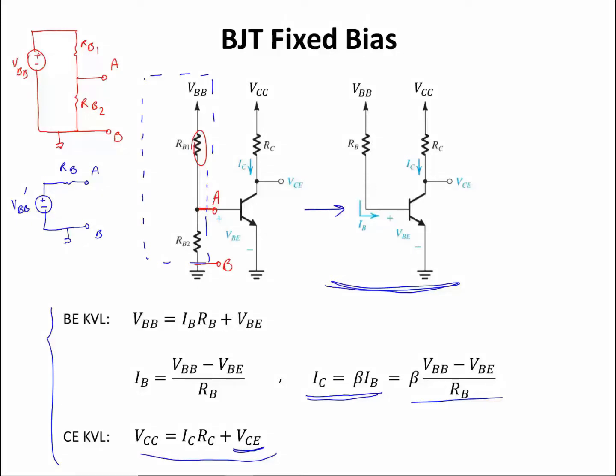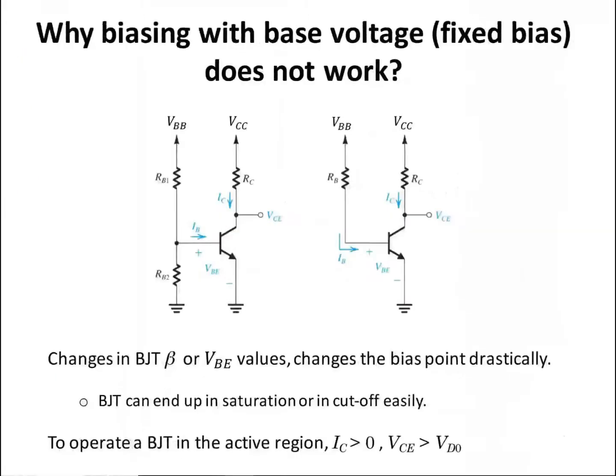If I want my transistor to operate in the active region, the collector emitter voltage must be greater than VCE sat. However, if IC changes and VCE changes, it might happen that the collector emitter voltage would be below VCE sat, and then my transistor would go to the saturation region. But this biasing drastically depends on the value of beta. It's not a good biasing circuit. So changes in the BJT beta or VBE value change the bias point drastically. The BJT can end up in saturation or cutoff easily. And I want to have IC greater than 0 and VCE greater than VCE sat for the transistor to operate in the active region.